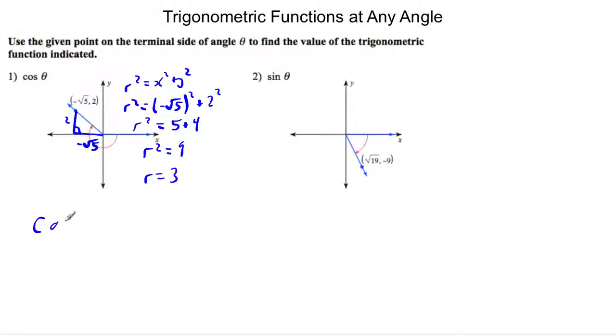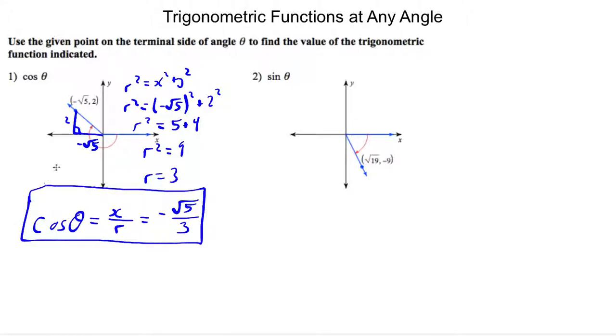So the cosine of theta, before we said that that was x divided by 1 because the radius was 1, but now the radius is 3. So what we actually get is negative root 5 over 3. And so this is the correct answer. Now notice if we did not find the radius and we just assumed this were the same as the unit circle, we would just say that the radius is 1 and we'd have a completely different answer. So be mindful of that.